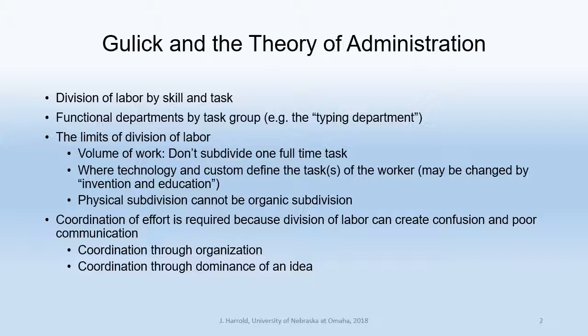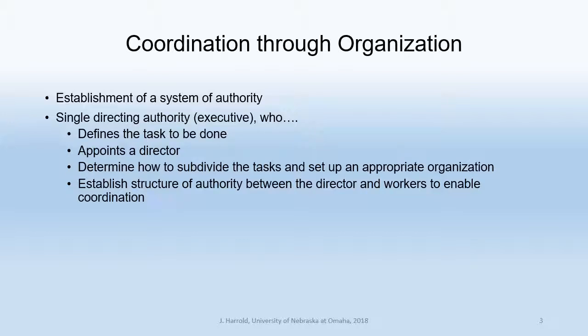Let's move into a little more of what Gulick was talking about. So what Gulick believed was that an ideal organization should establish a system of authority. That is, there's a single directing authority, but there are other authorities below that directing authority. So that single directing authority defines the task to be done, appoints a director, determines how to subdivide tasks, and establishes the structure of authority between the director and the workers to enable coordination. So what does all that mean? What all that means is before anyone even issues the check to the client, for example, the organization is completely set up and thought through. And so the administrative management school of thought really believed that what mattered most was the way you organized.